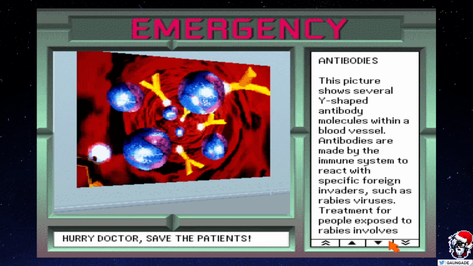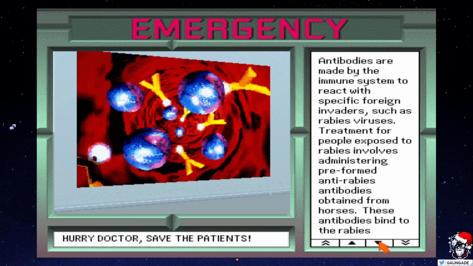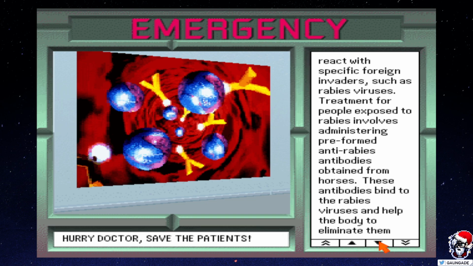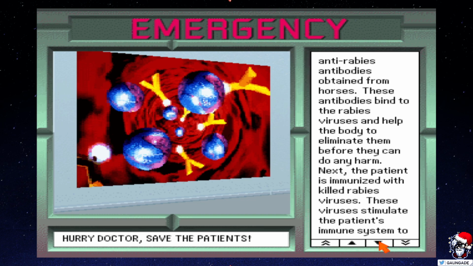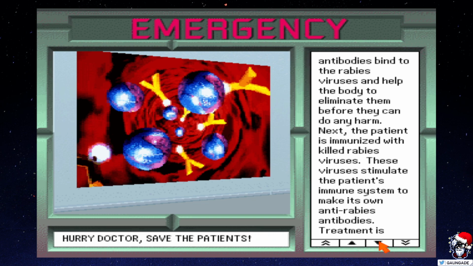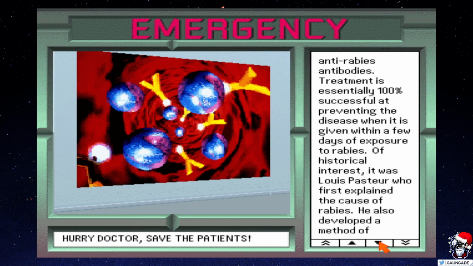Antibodies. This picture shows several Y-shaped antibody molecules within a blood vessel. Antibodies are made by the immune system to react with specific foreign invaders, such as rabies viruses. Treatment for people exposed to rabies involves administering preformed anti-rabies antibodies obtained from horses. These antibodies bind to the rabies viruses and help the body to eliminate them before they can do any harm. Next, the patient is immunized with killed rabies viruses. These viruses stimulate the patient's immune system to make its own anti-rabies antibodies.